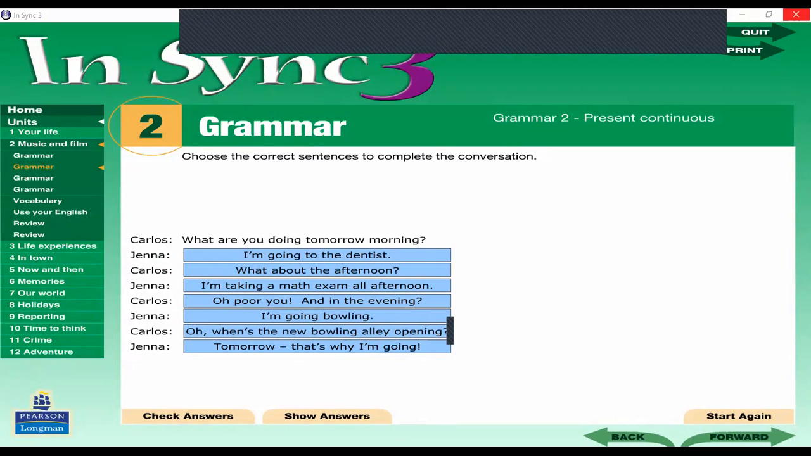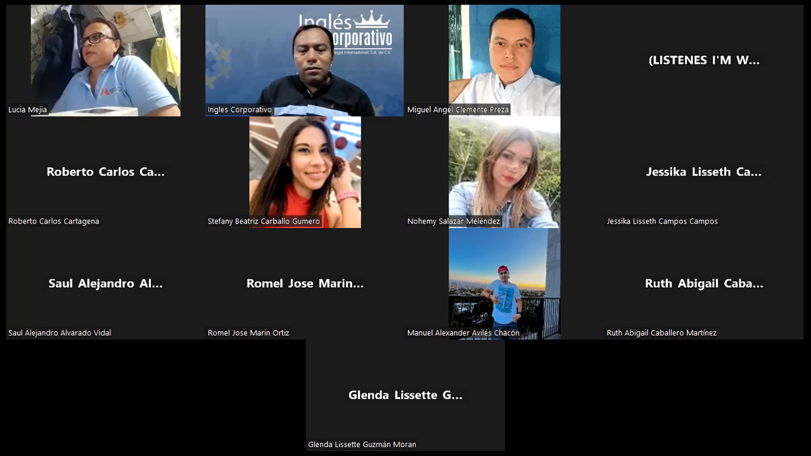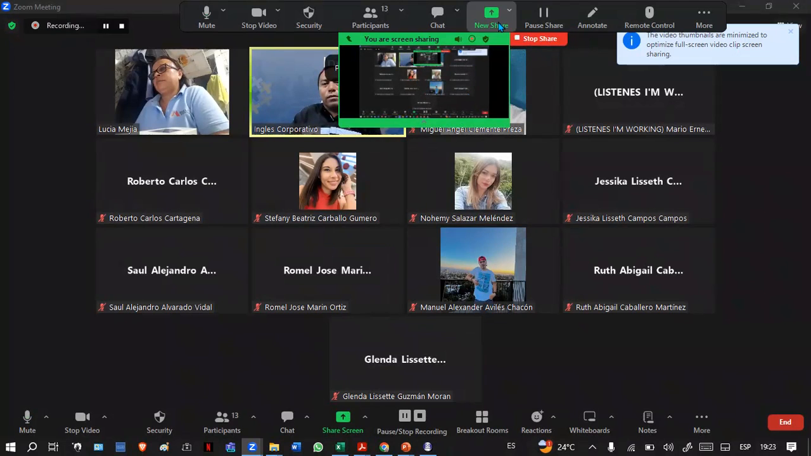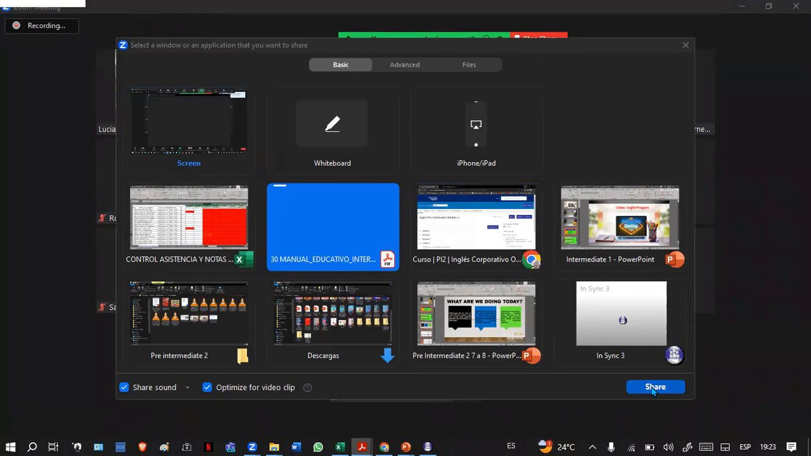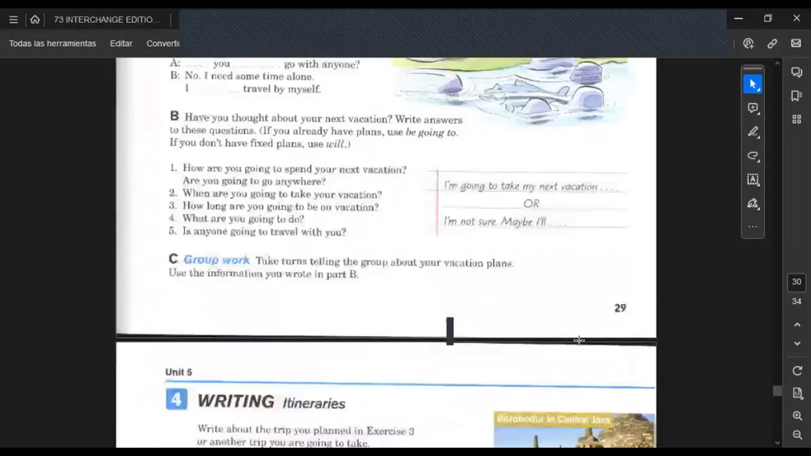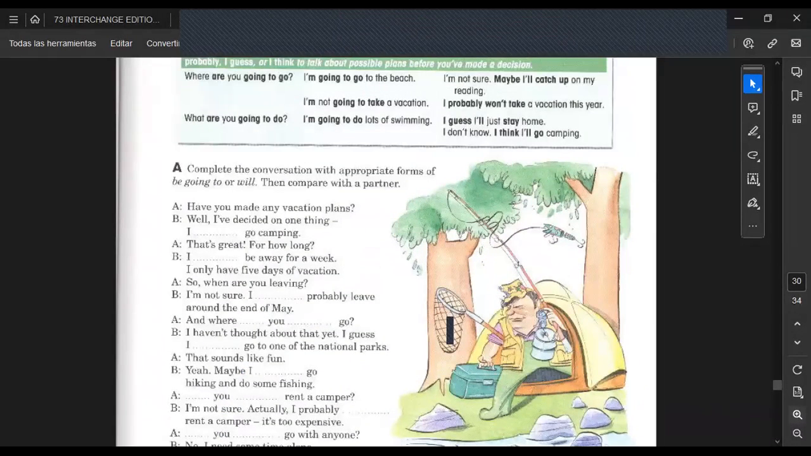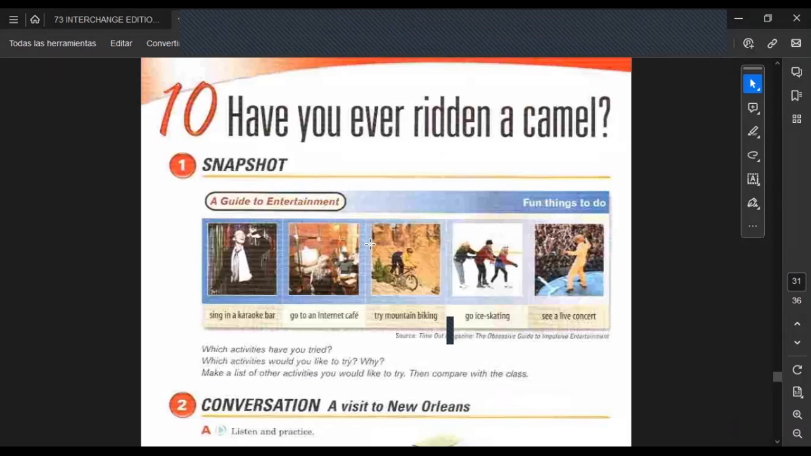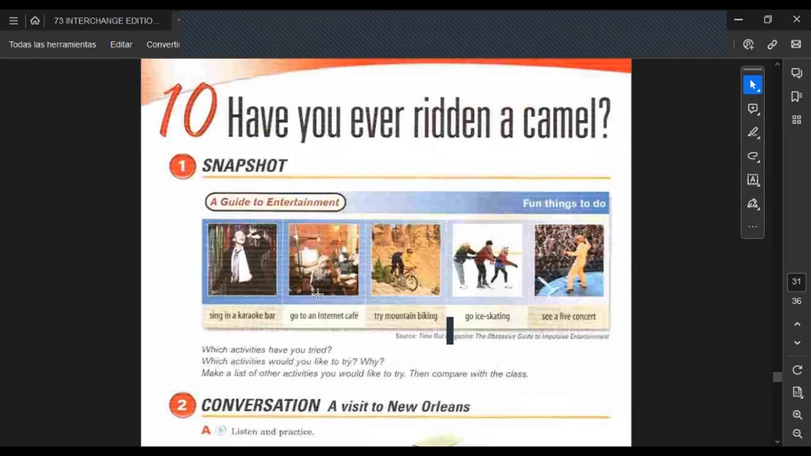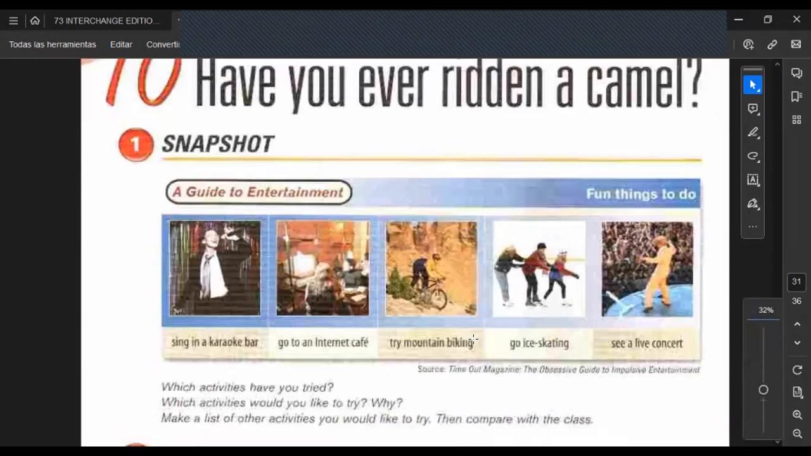That's perfect, okay. So we're gonna continue, I'm going to stop sharing this. We are gonna continue with the manual. Give me a second. So yesterday we had a homework, I remember, that I assigned the homework on page 29. That was about this, right? So future will be going to. Oh, no, it's not this one. It's about this one. Have you ever ridden a camel? And what about this? I'm going to enlarge this in a second. No sé si la ven o la ven borrosa.